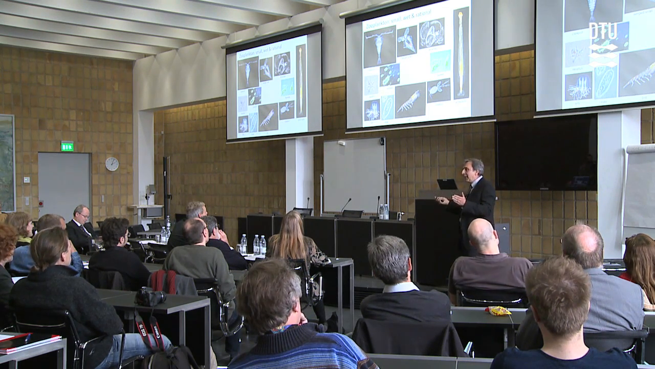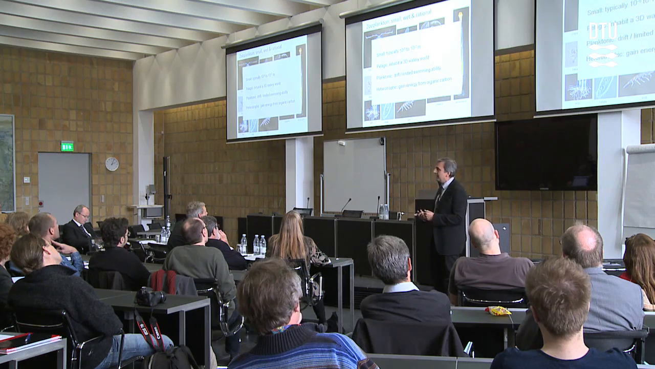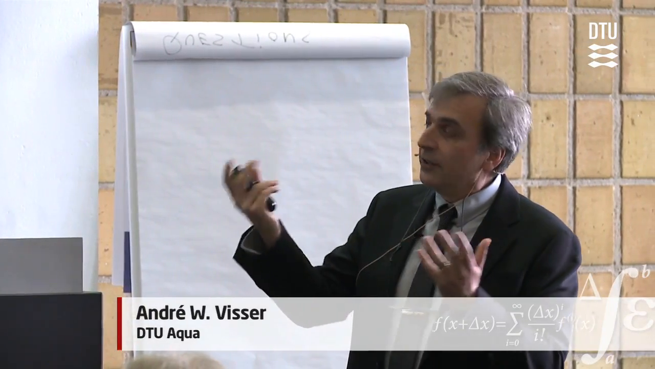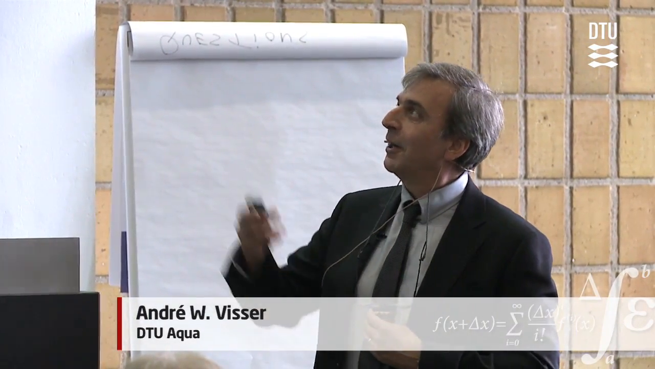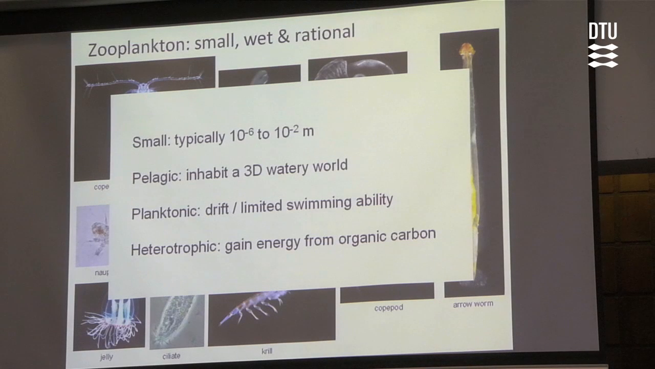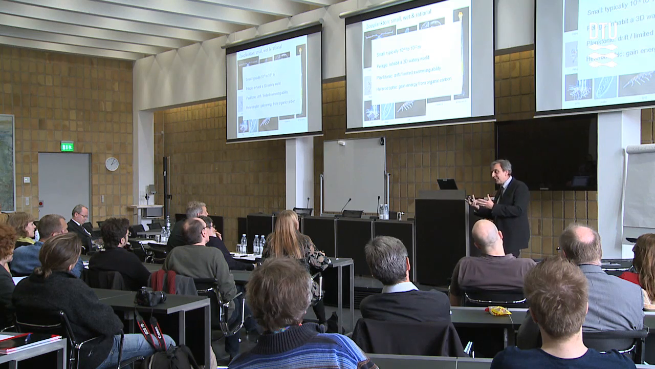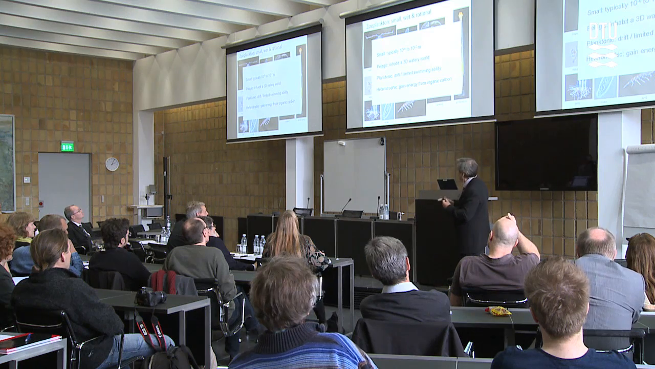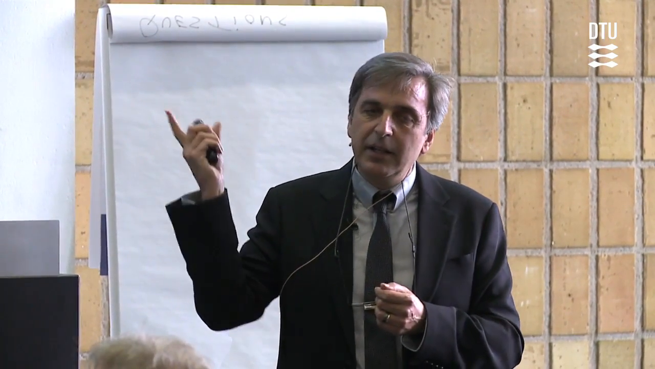And just without going into too much detail, the most germane things for this presentation is that zooplankton are typically small. They are on the order of microns to centimeters, basically. They're pelagic. They inhabit a 3D watery world, in other words, wet. And while they are planktonic, they drift. They are capable of limited swimming. And the most important part about zooplankton is that they're heterotrophic. They gain their energy by eating other things. And that eating other things is actually quite an important aspect of what comes about.